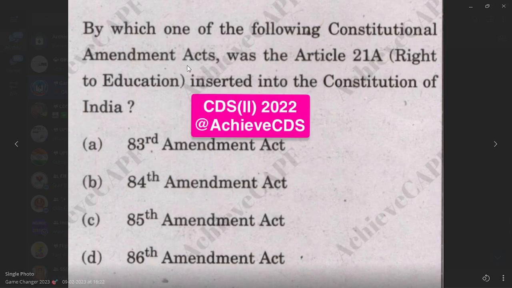By which one of the following constitutional amendment acts was the Article 21A right to education inserted in the Constitution of India? 86th.